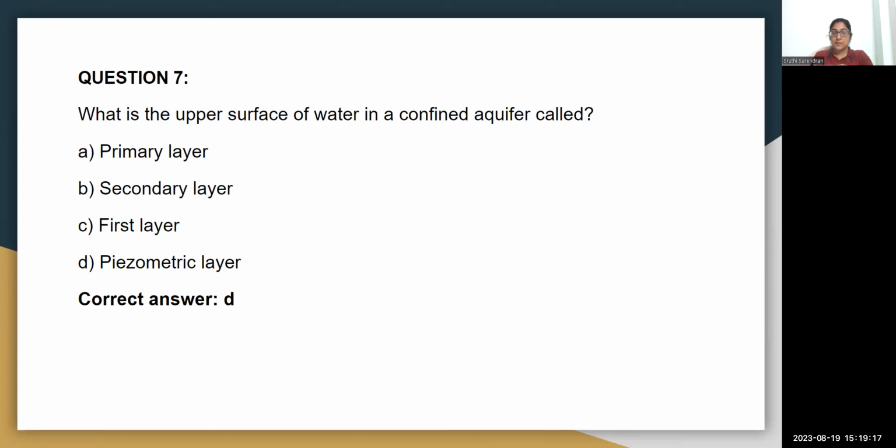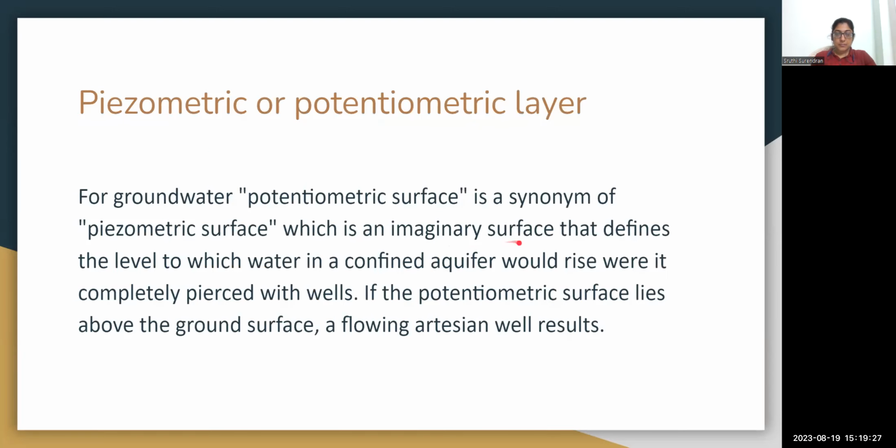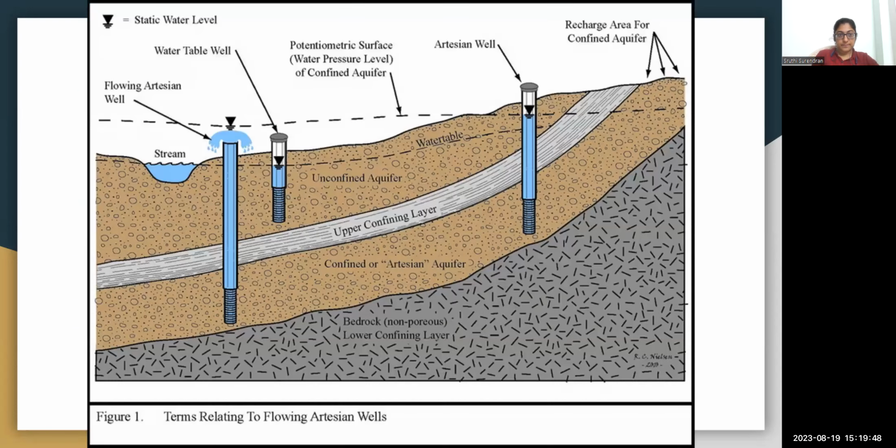It is also called the piezometric surface, or the piezometric layer of water. Again, it's called the piezometric surface. It is another term for the potentiometric surface, defining the level to which water in a confined aquifer will rise if it was drilled with wells. If it is lying above the ground surface, it is called a flowing artesian well, which I had shown in the diagram earlier. In this diagram, this one is called a flowing artesian well because it is lying above the ground surface.